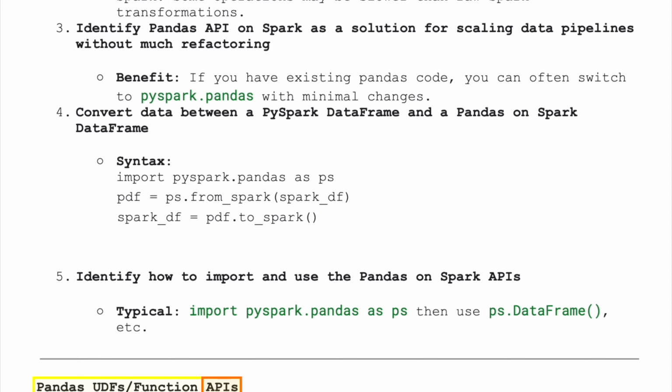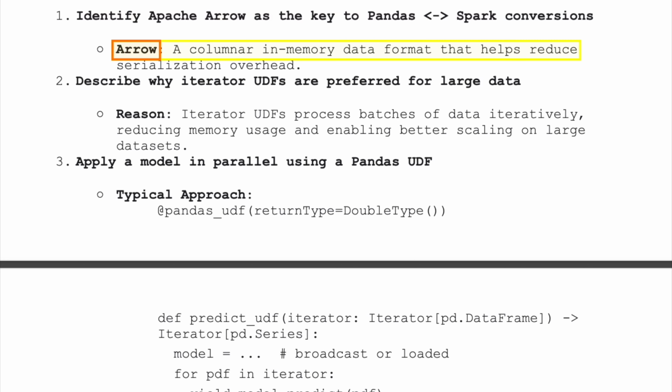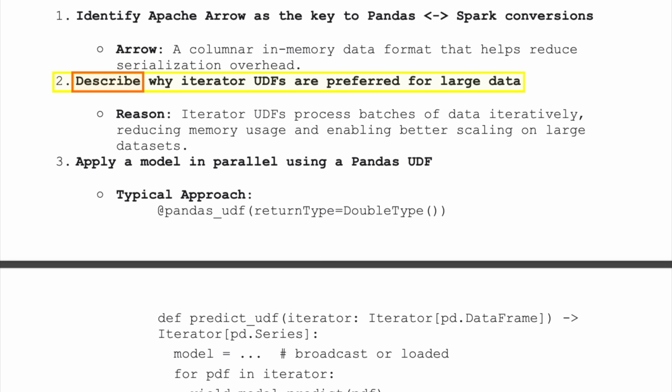Pandas UDFs and Function API. 1. Identify Apache Arrow as the key to Pandas <-> Spark conversions. Arrow is a columnar in-memory data format that helps reduce serialization overhead. 2. Describe why iterator UDFs are preferred for large data. Iterator UDFs process batches of data iteratively, reducing memory usage and enabling better scaling on large datasets.